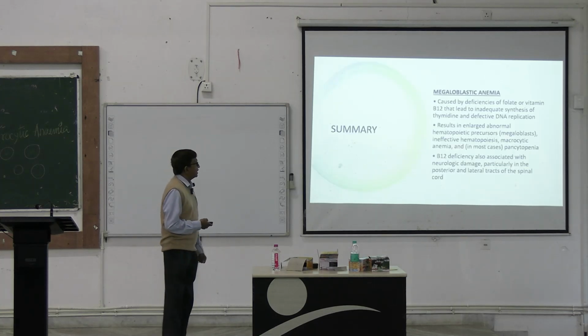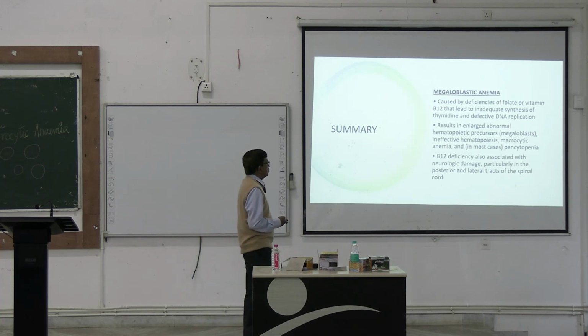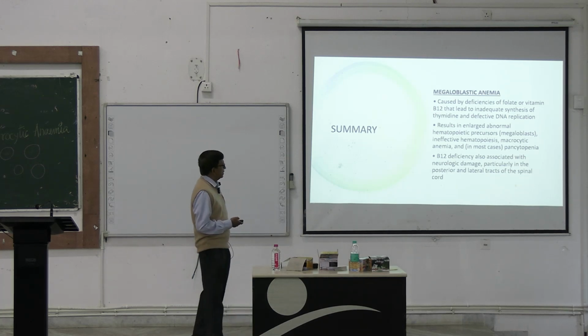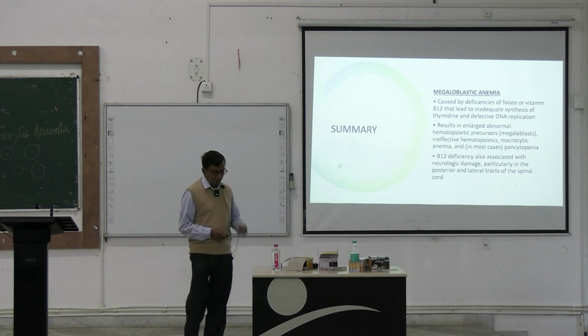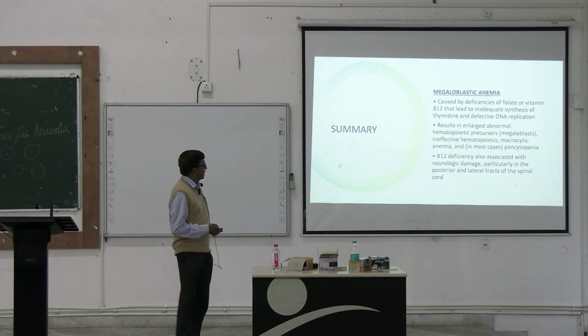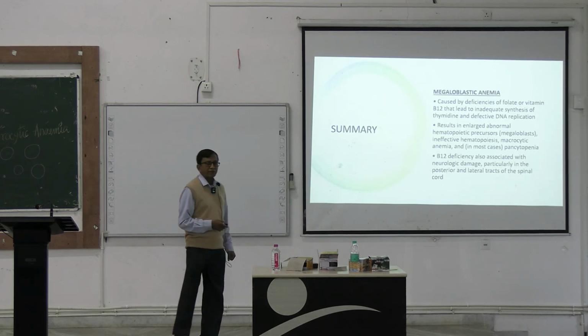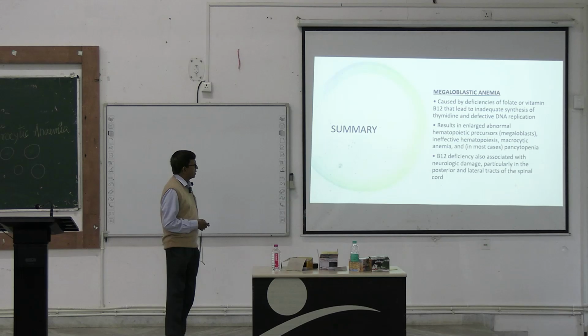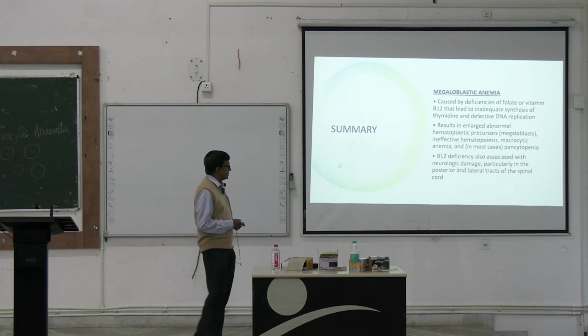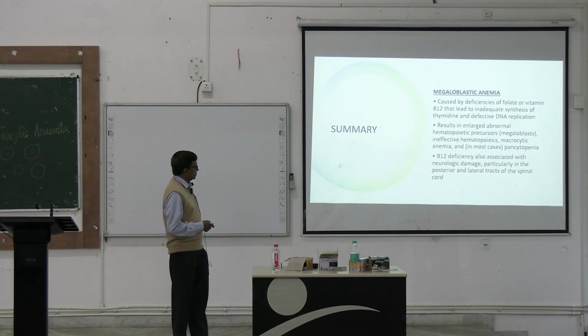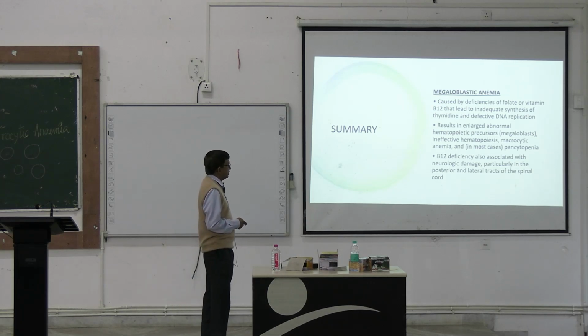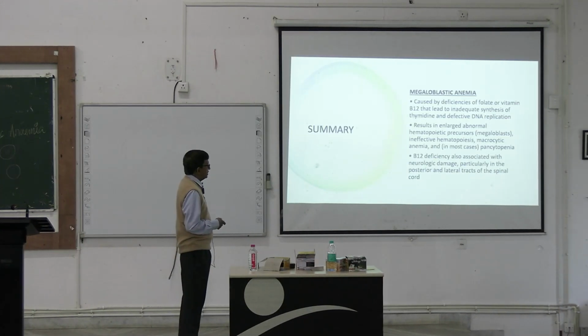In summary, megaloblastic anemia is caused by deficiency of folate or vitamin B12 that leads to inadequate synthesis of thymidine and defective DNA replication. Results in enlarged abnormal hemopoietic precursors, যেটাকে আমরা বলি megaloblast, ineffective hematopoiesis, macrocytic anemia and pancytopenia. তাহলে B12 deficiency is also associated with neurologic damage, particularly in the posterior and lateral tracts of the spinal cord.